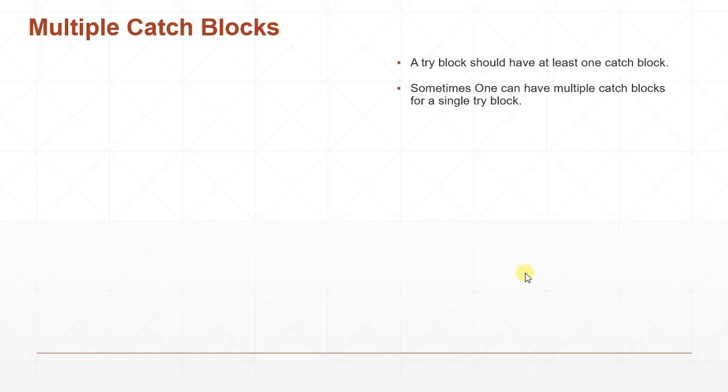Previously we saw how a developer decides how many statements they can keep in a try block. So when there are many statements, that particular try block can throw more than one exception type. So in that case we will end up with multiple catch blocks.